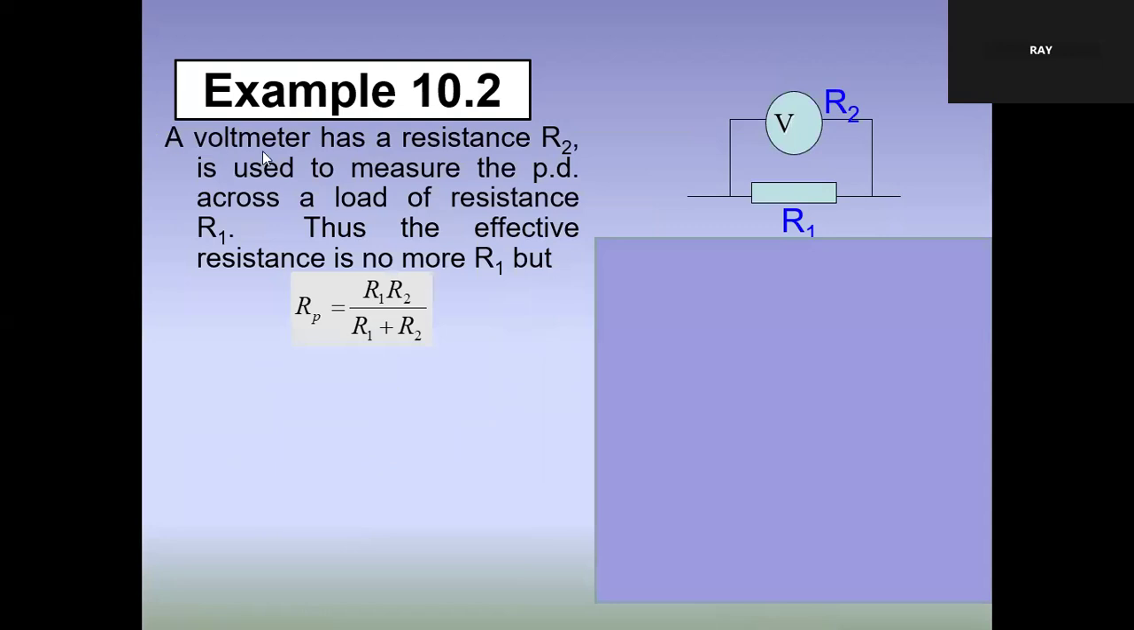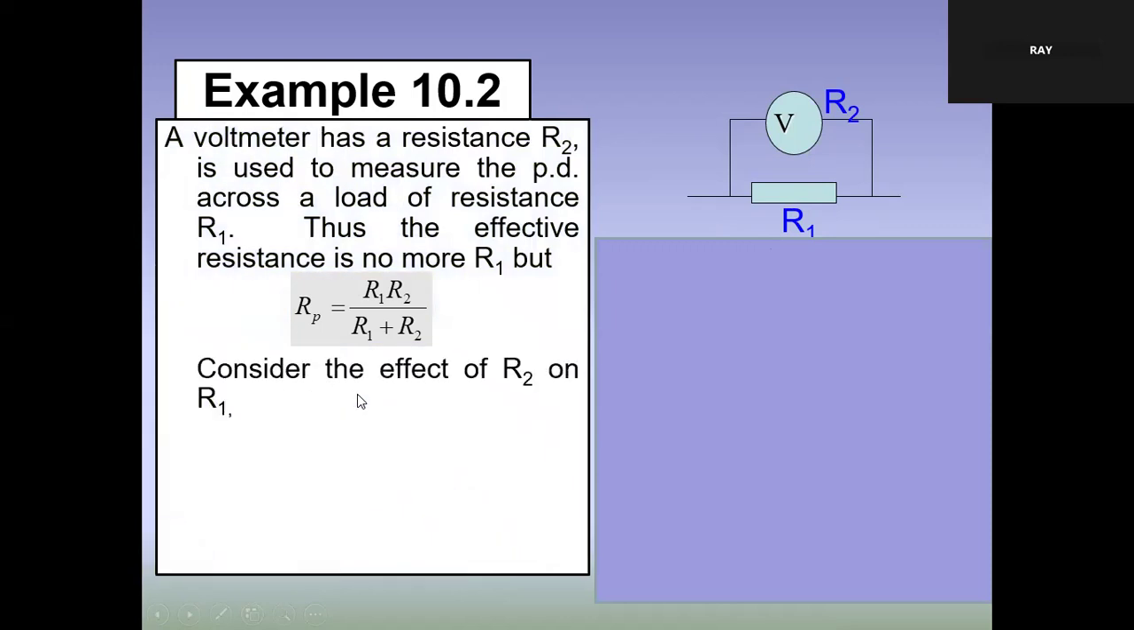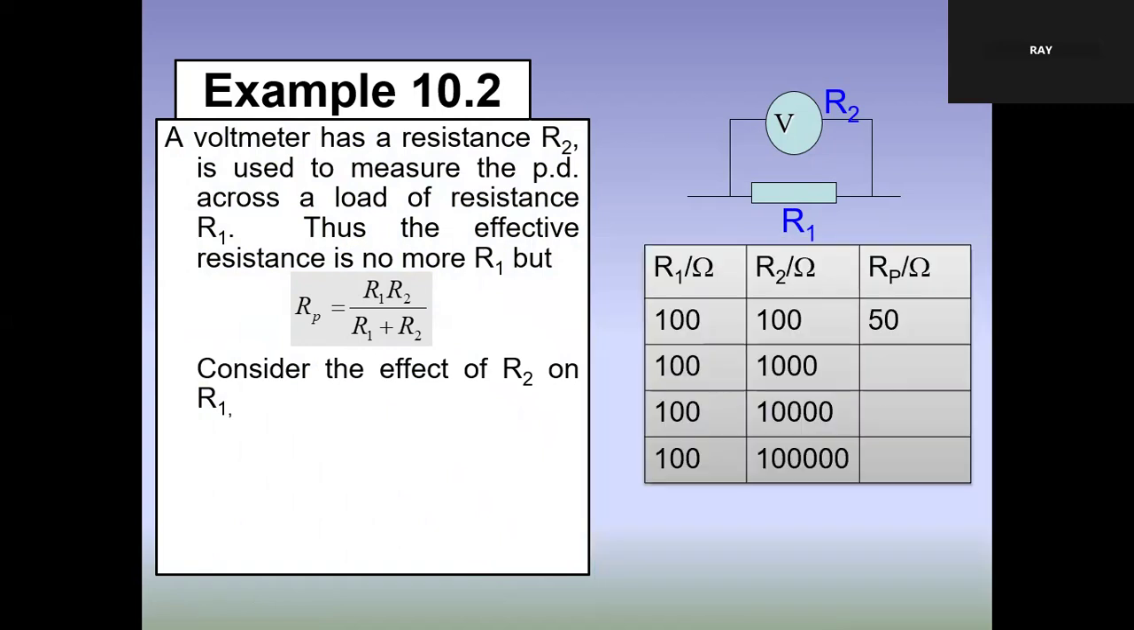Okay, a voltmeter has a resistance R2. It's used to measure the PD across a load of R1. Thus, the effective resistance is no longer R1. When you have a voltmeter, you change the resistance value to the parallel resistance or effective resistance. Consider the effect of R2 on R1.